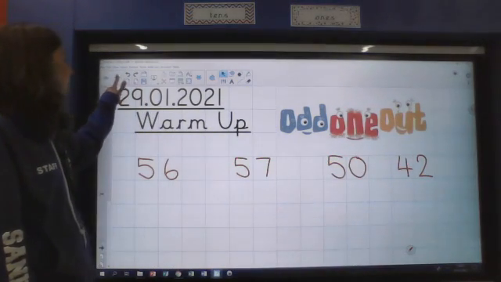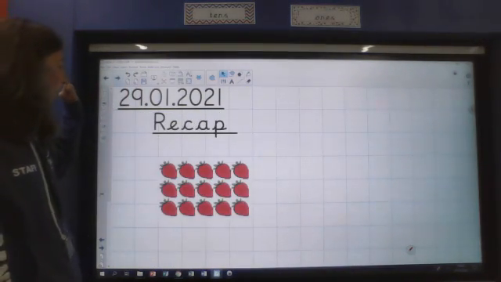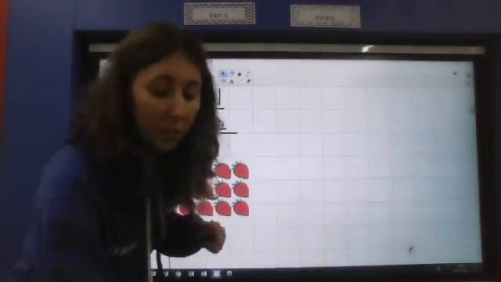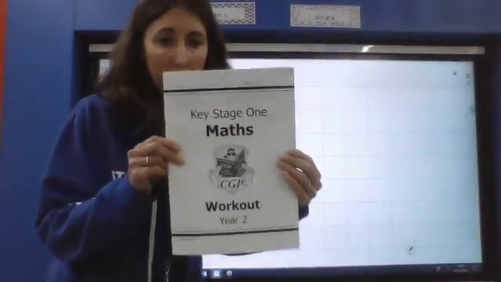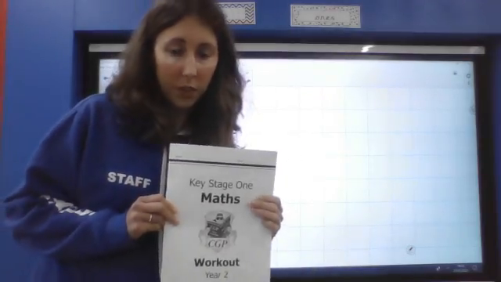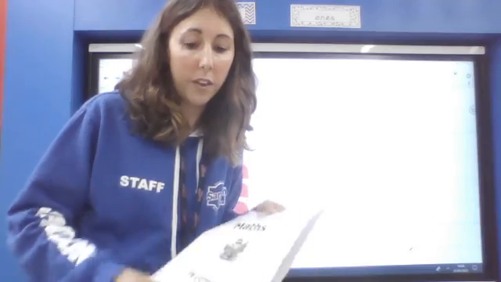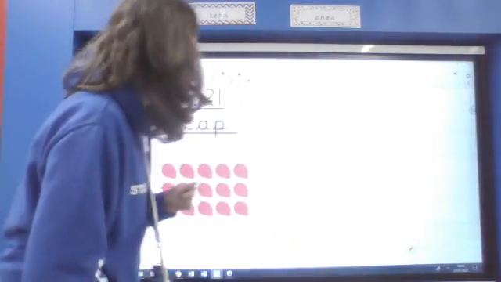Okay, let's have a look at our learning for today. Now we've done our warm-up then. So we're going to have a bit of a recap first of multiplying and dividing, because in our Year 2 book, that's what we've been focusing on this week. So we're going to have a little bit of a recap of what we've done so far, and then we'll think about our new learning for the day.